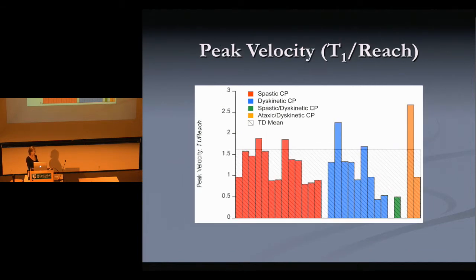If we look at the ratio of peak velocity for the transport phase, which was, remember, bringing the cup up from the table to the mouth, dividing by reach, we found in the typically developing population that there were greater peak velocities during the transport phase than the non-transport phase. But children with cerebral palsy did not demonstrate the same behavior. So this is the typically developing line. We would expect, if they had a similar scaling pattern, that they would be along here, but they're mostly below.